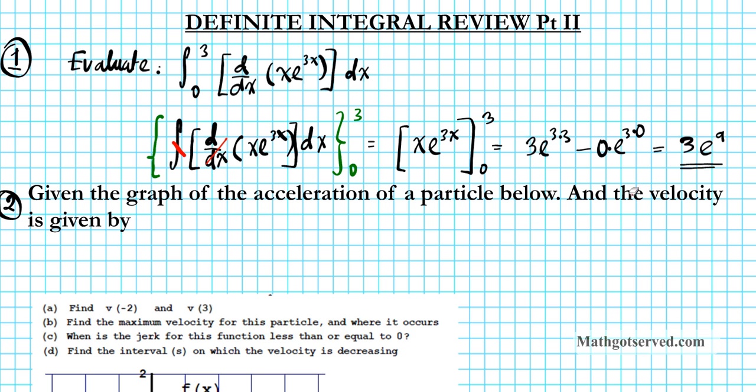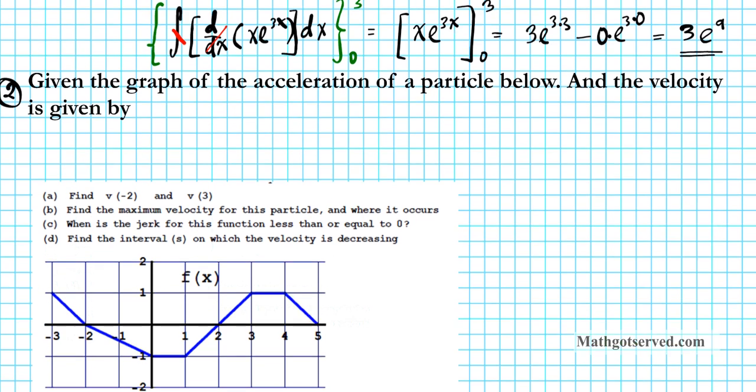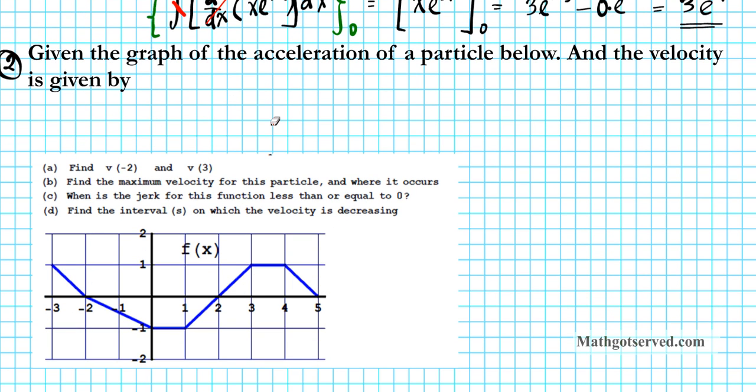Alright, let's take a look at question number 2. It says, given the graph of the acceleration of a particle below, so this function f of x is the acceleration of a particle, and the velocity is given by v of t equals the integral from 1 to t of f of x dx. Find the following.